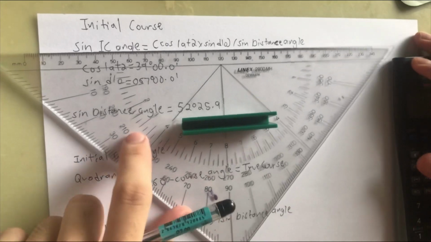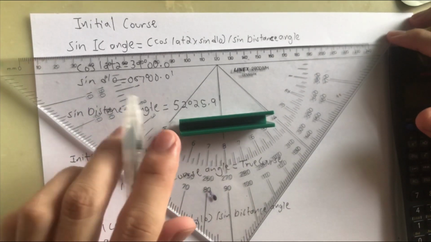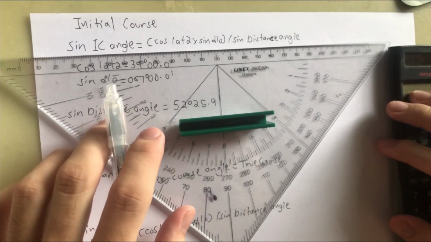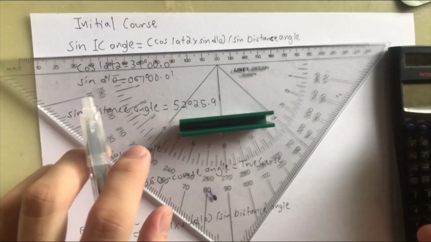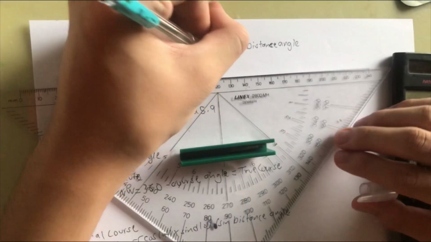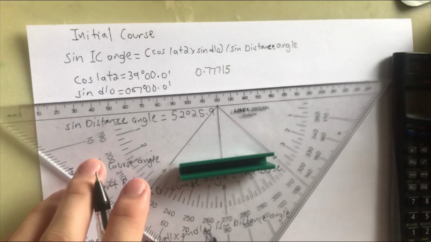The next is we will solve for our initial course. The formula for initial course is sin IC angle equals open parenthesis cos lat 2 times sin d long close parenthesis divided by sin distance angle. The next is cos lat 2, which is 39 degrees. We will compute it in the calculator and the answer is 0.77715.